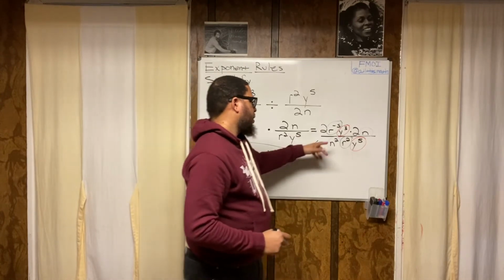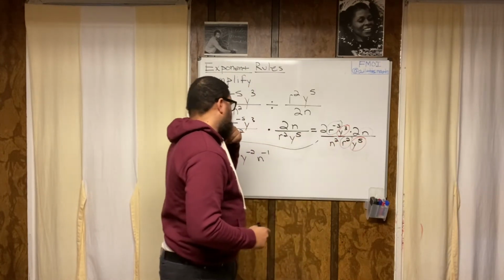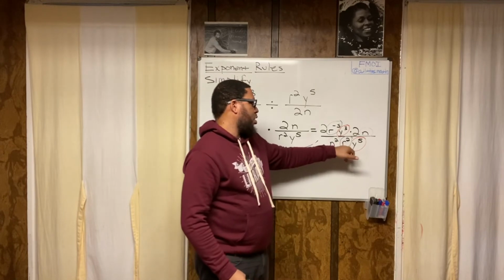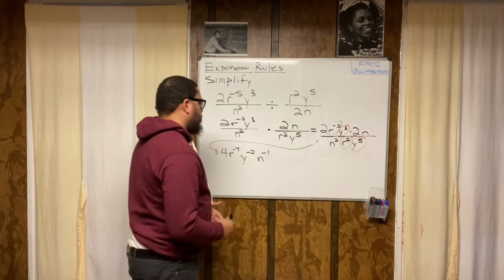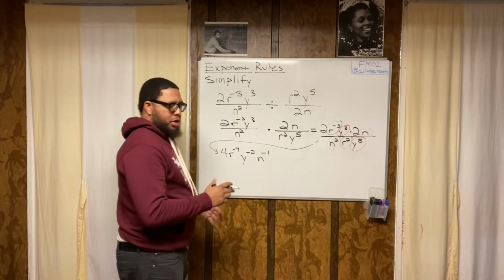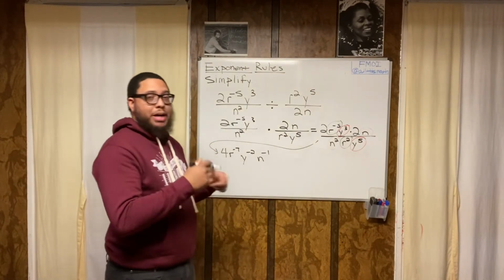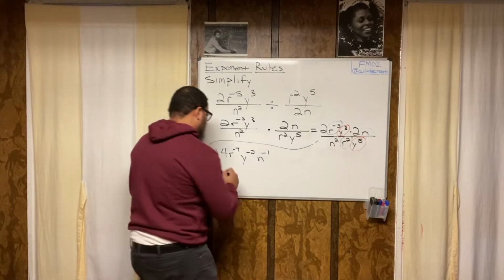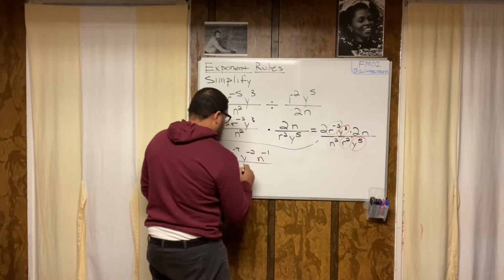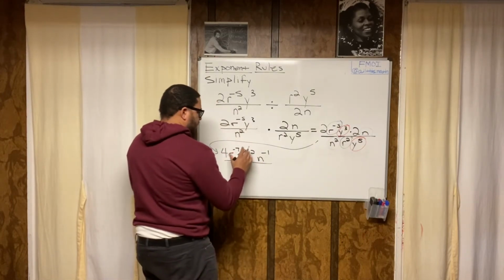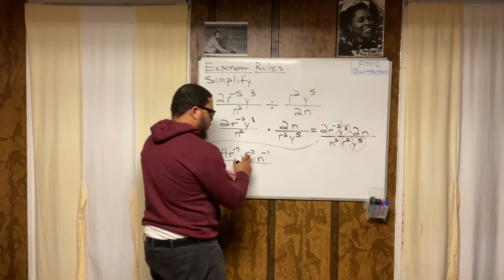And there's nothing else left in the denominator because the n squared is dealt with, the r squared and the y to the fifth. We used the division rule. We're about to use the negative exponent rule because watch this. You see how you got all these terms, but they have negative exponents. The r does, the y does, and the n does.